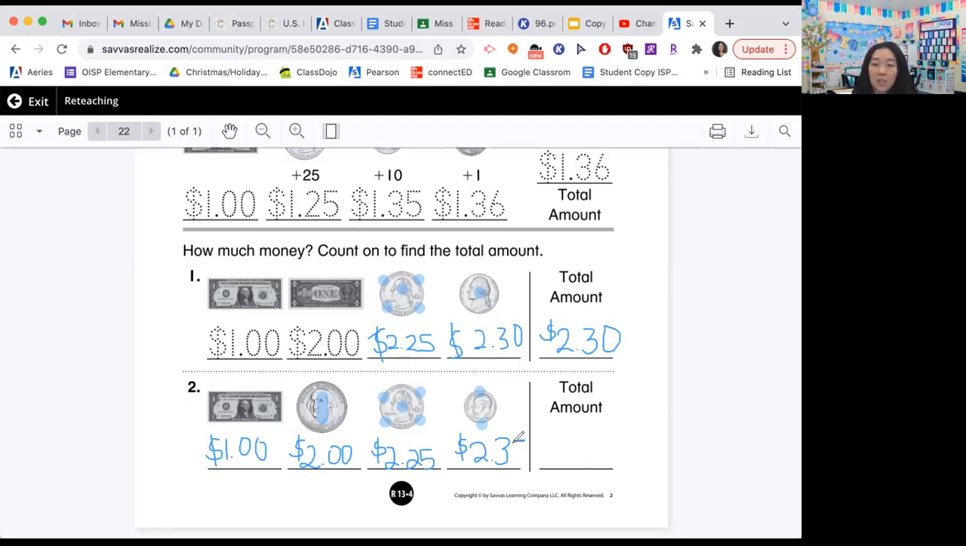You should be writing this in your book. Let's find the total amount. So we have $1, $2, 5, 10, 15, 20, 25, 30, 35. So our total amount is $2.35.